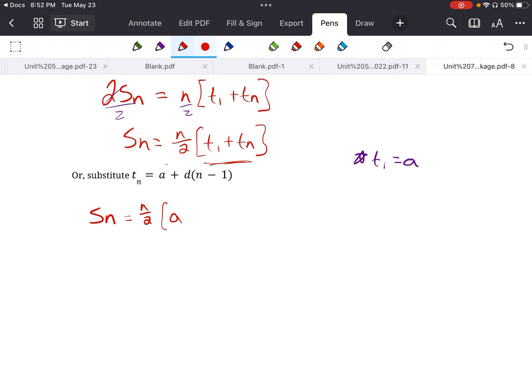And we're substituting out Tn with all of this. So we have A plus D bracket n minus 1. Okay, so substitute out T1 for A and Tn for A plus D times n minus 1. And that is where, when we collect like terms in the brackets, we have A and A, so 2A plus D times n minus 1. And that gives us the general sum term.